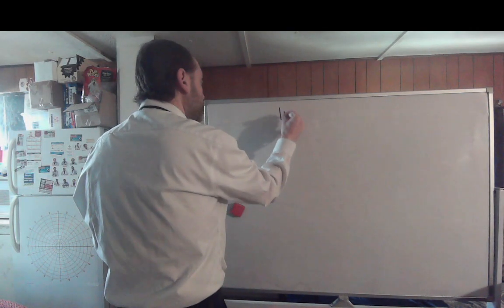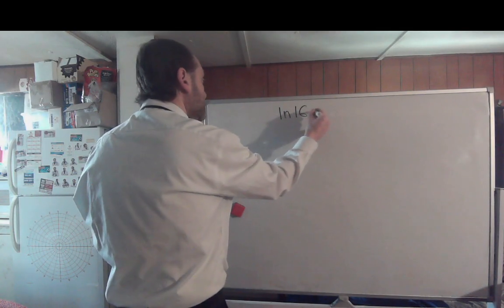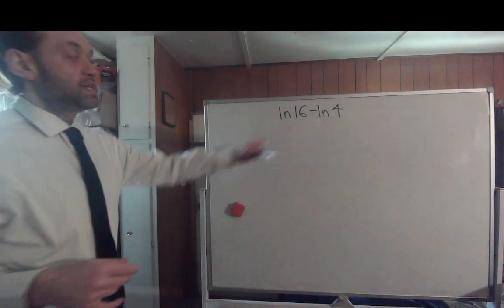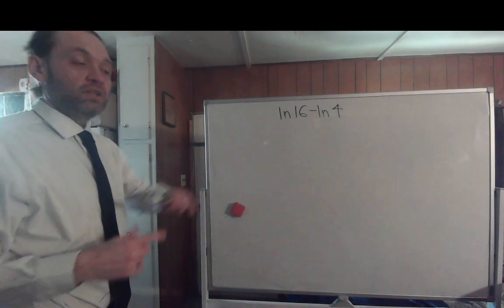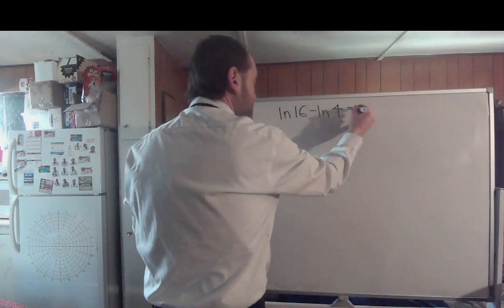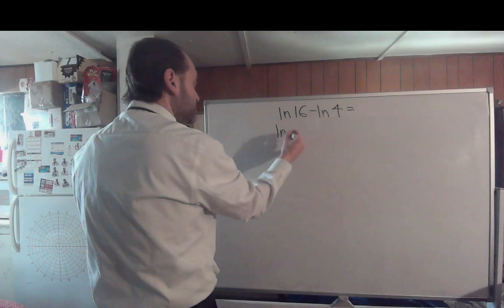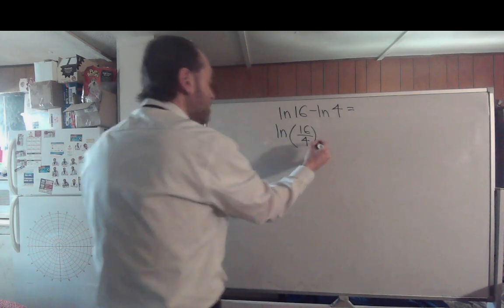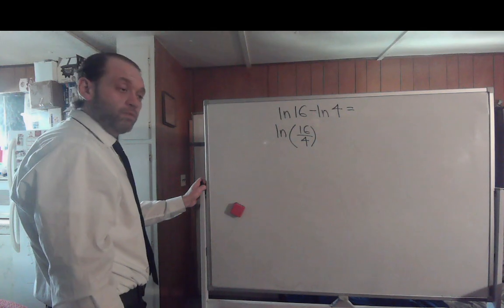Alright, we have the ln of 16 minus the ln of 4. So we're going to condense this into one logarithm. Ln of 16 minus the ln of 4. You have a difference of logs, which means it's a quotient. So this would turn into the ln of 16 divided by 4. Well, what is 16 divided by 4?